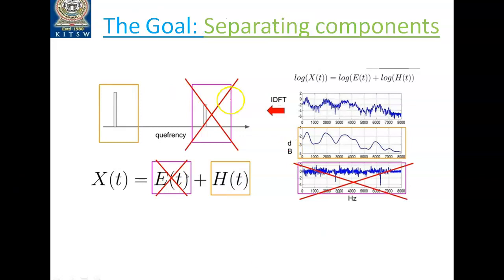Now, this is a high frequency component. The excitation is high frequency and the system response is low frequency. This we are going to call the desired signal, and this is the undesired signal. So this we are going to remove by applying filtering in the spectrum domain, but in the cepstral domain we call it liftering.